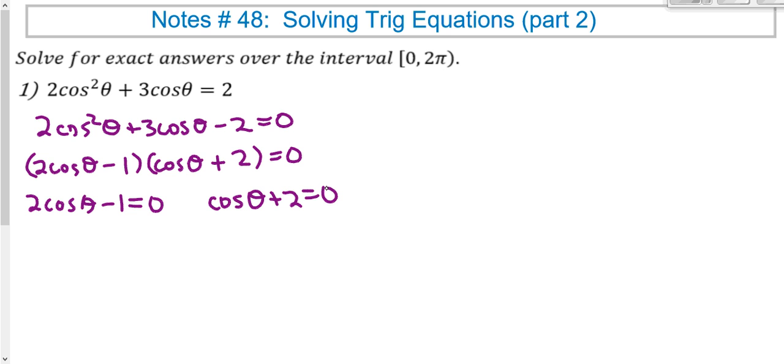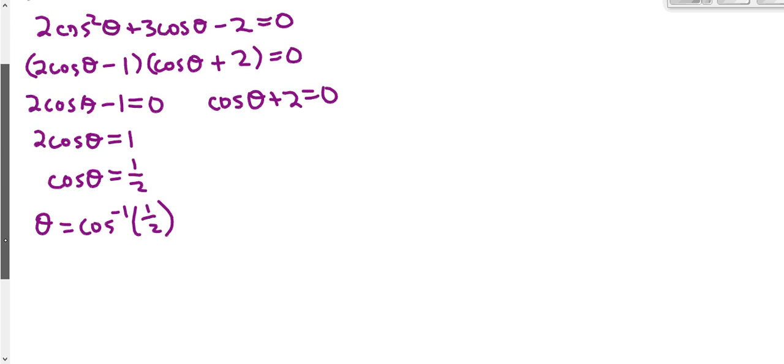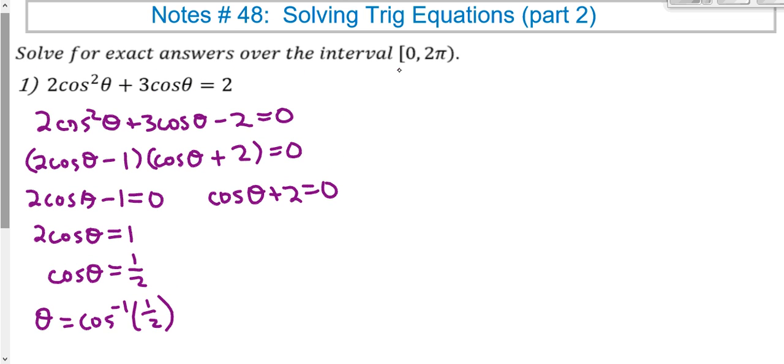Okay, so now we're going to solve each equation. We're going to start with the first equation and add 1 to both sides, and then divide by 2. Okay, so now we're going to take the inverse cosine, and we get theta equals inverse cosine of 1/2. Remember, that means the angle whose cosine is 1/2. And don't forget that our instructions are to get all of the solutions that are on the interval from 0 to 2 pi.